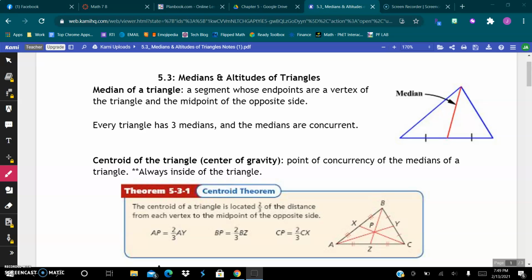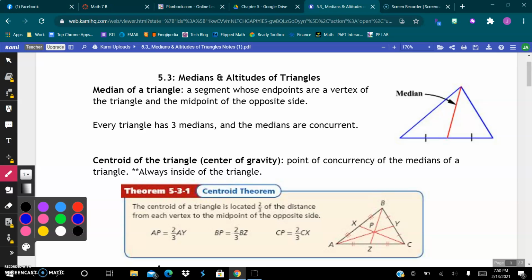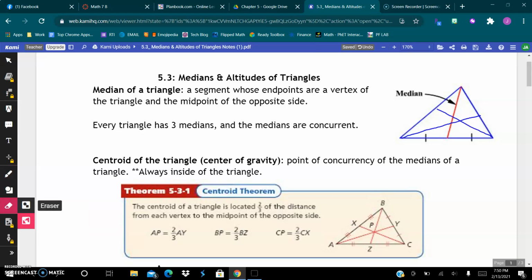In the picture to the right, I have one median of the triangle. It starts at the top angle and goes down to the opposite side at the midpoint of that segment. There is also a median that would start over here and go to the midpoint here, and then this one would go to the midpoint here. I know that's not the best drawing, but they will all meet at one point. That is what a median is.